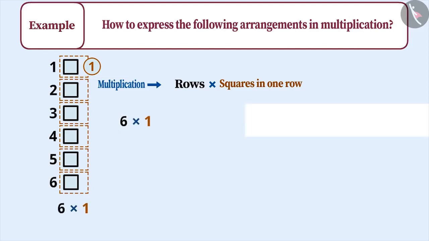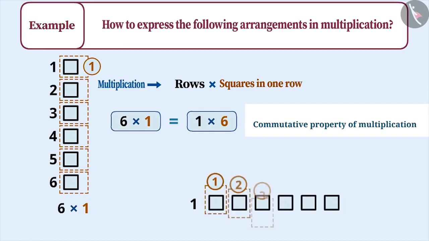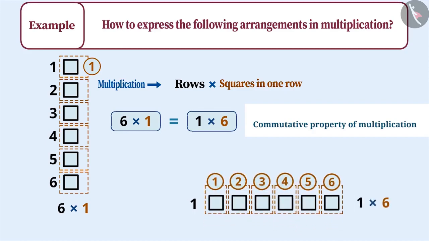As discussed earlier, by using the commutative property of multiplication, we can write 6 multiplied by 1 as 1 multiplied by 6 as well. But in practice, it will be expressed by making 6 squares in one row. Here, 1 is the multiplicative identity. So, whether we write 6 multiplied by 1 or 1 multiplied by 6, the result will be 6.